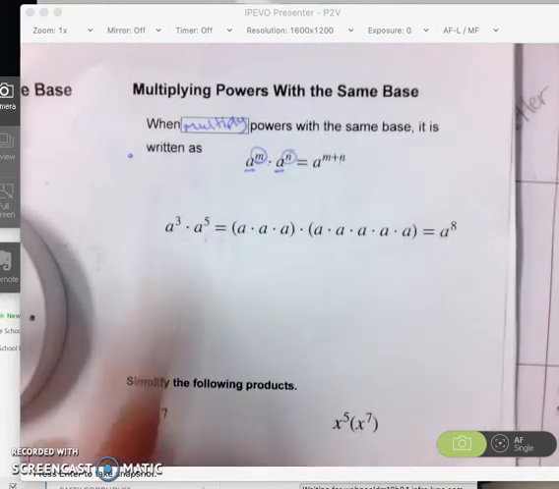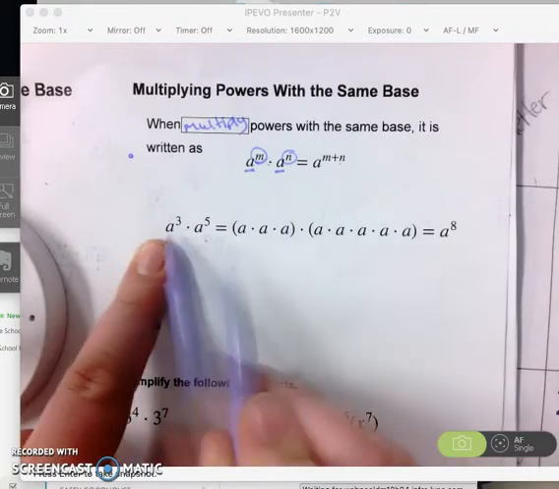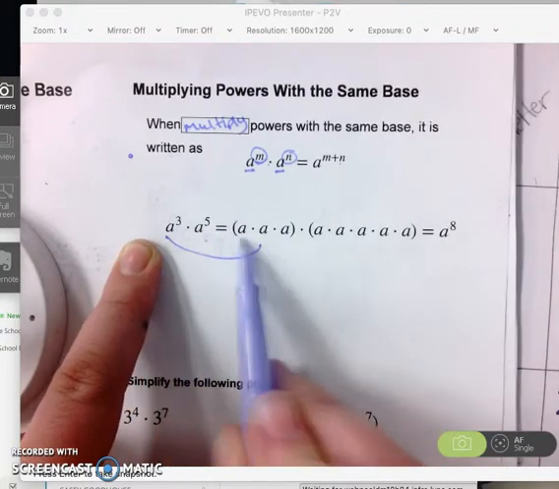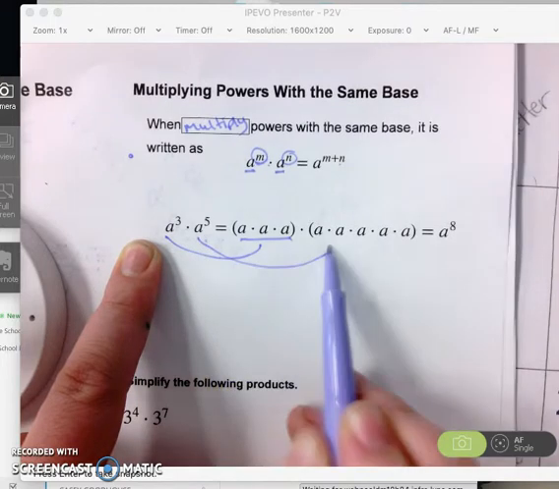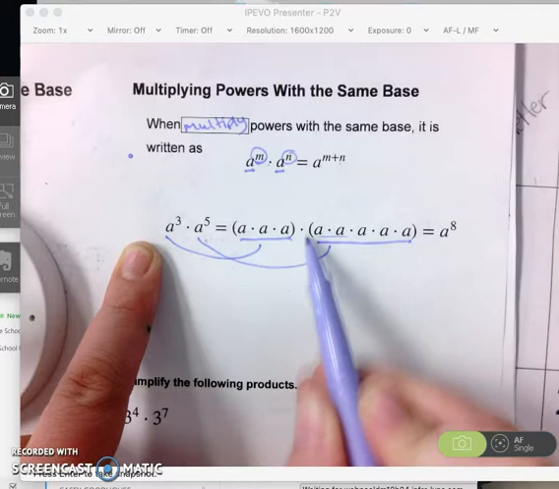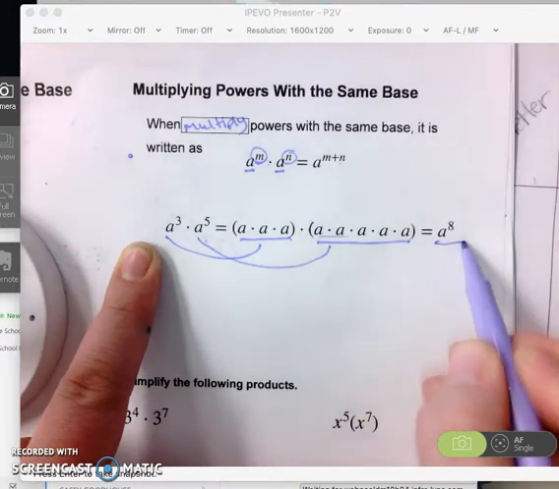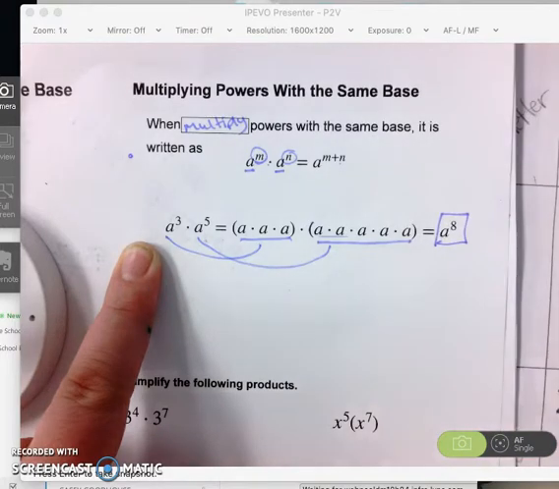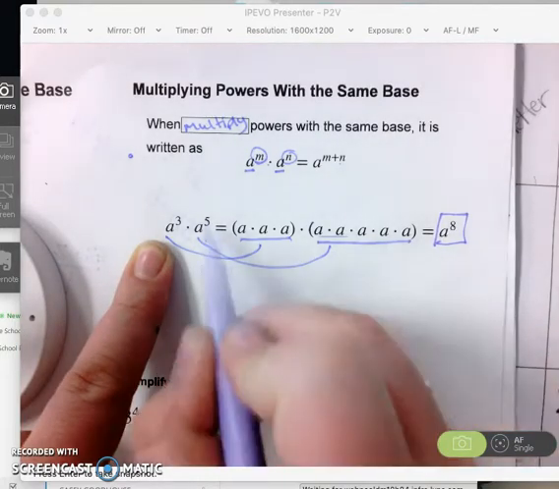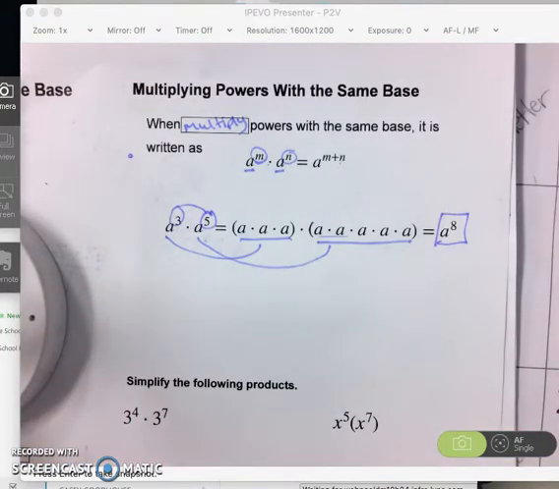Really, why this is this right here: a to the third power times a to the fifth power can be written as a times a times a, and then a to the fifth would be written like this. Well, when it's all multiplying, I don't need these parentheses. I can drop them, and then I can rewrite it as a to the eighth. So really, I don't have to do all this work out. I just have to add these two numbers together. Okay? So let's go down here.